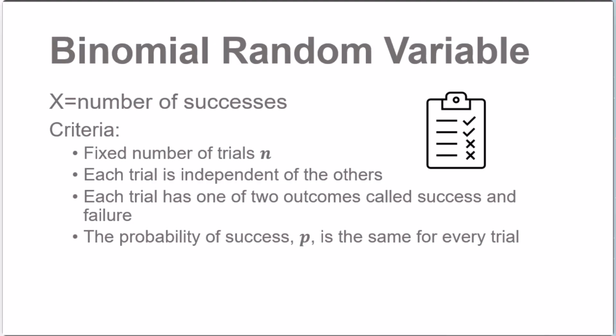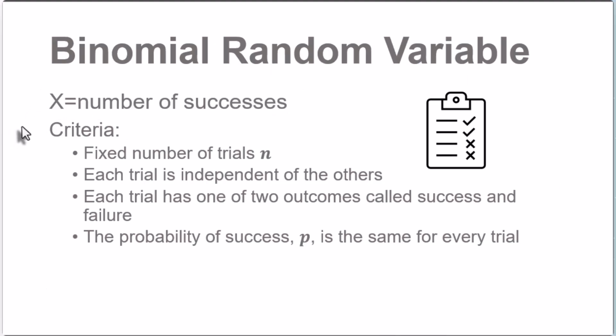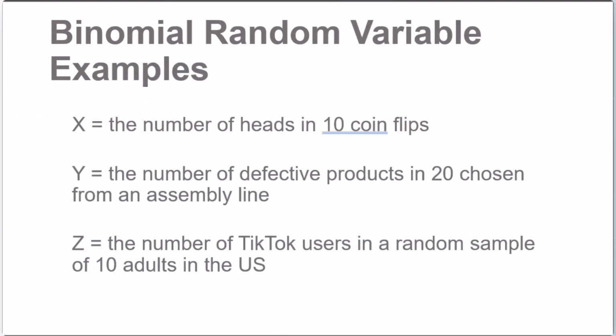Each trial needs to be independent of the others. Each trial has only two outcomes, success and failure, which is part of being a Bernoulli trial. And the probability of success, which we're still calling P here, needs to stay the same for every trial. So that's not going to vary over time or based on the success of trials. And the random variable here is not just a yes or no, but rather the number of successes that we see in this group.